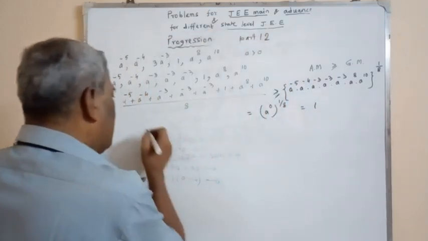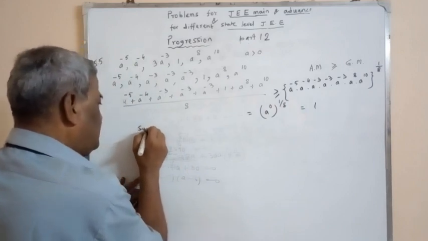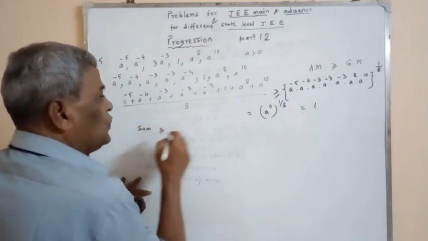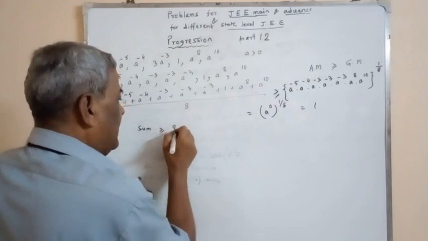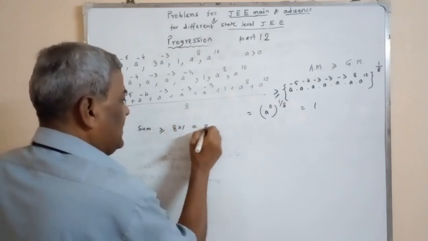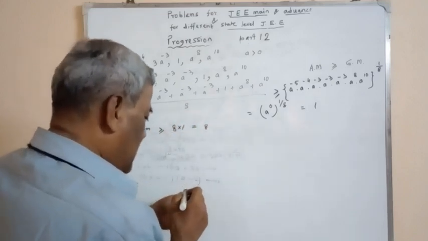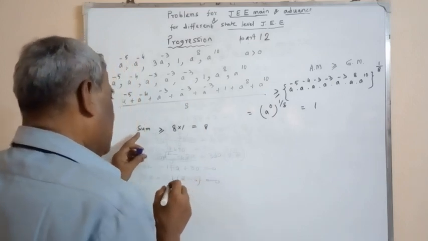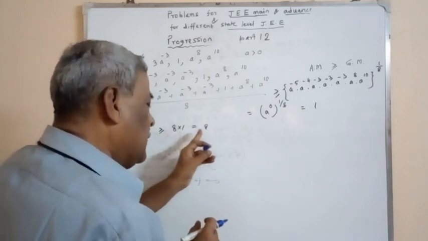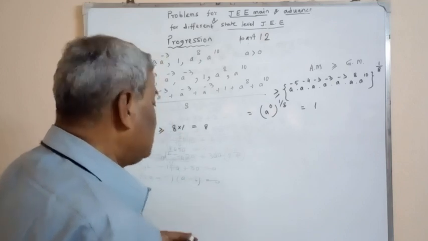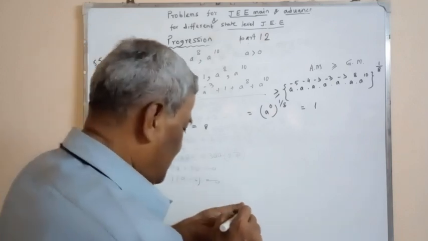So their sum is greater than or equal to 8 into 1, that is 8. So the sum is greater than or equal to 8. So the minimum sum is 8.